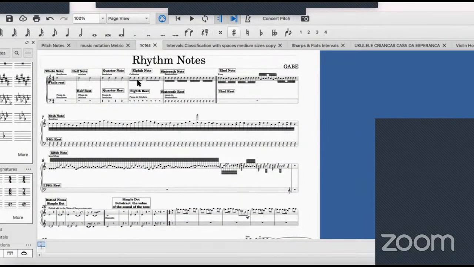Lesson number 1, rhythm notes. In the Western traditional music, we have 8 rhythm notes: whole note, half note, quarter note, eighth note, 16th note, 32nd note, 64th note, 128th note.